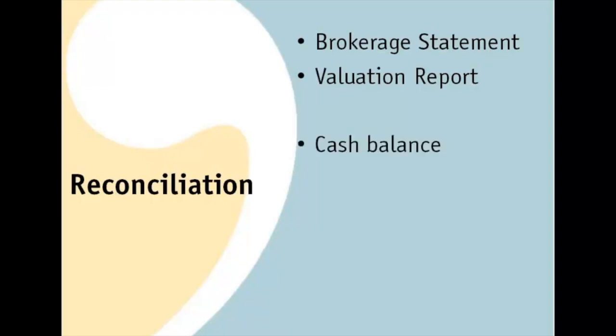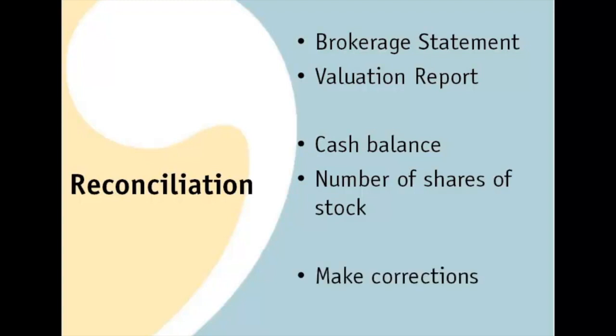All you need to do is compare the cash balance on your valuation report to that shown on your brokerage statement. And then compare the number of shares for each stock owned with the numbers shown on the brokerage statement. Edit, delete, or add any transactions needed to correct your records, and that's it. We'll go through each of these steps in a little more detail.